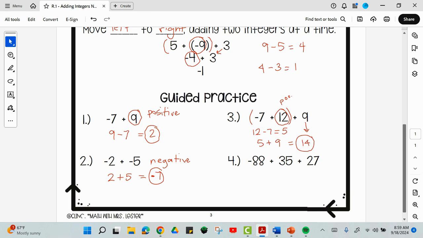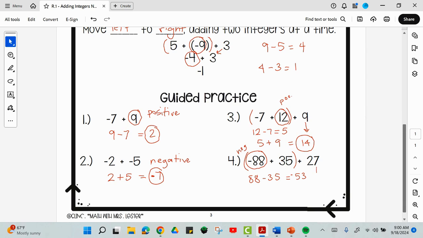Okay, last problem. I have negative 88 plus 35. So I'm going to take these first two together. They are opposite signs, so that means I need the bigger number. The bigger number is negative 88, which means my answer for this one should be negative. So I'm going to subtract 88 minus 35, and I should get 53. And again, we're going to make it negative because my larger number is negative.